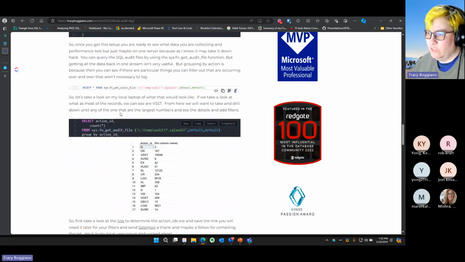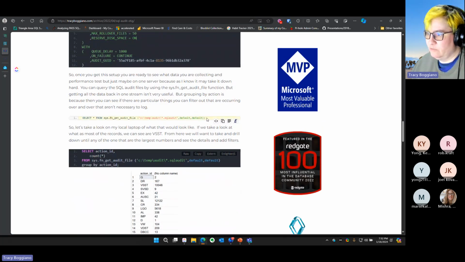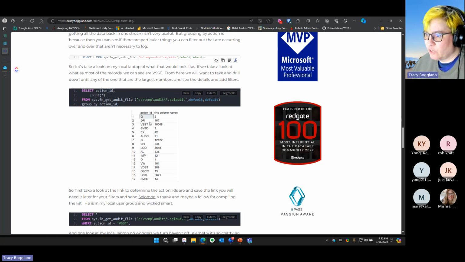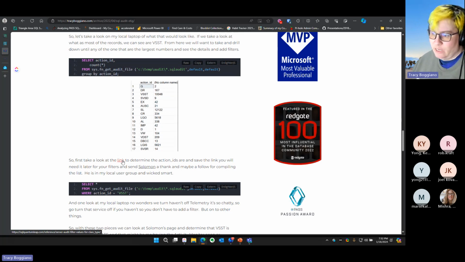But one thing we did after we turned this on, this is me doing it on my local system, but you can query this file. And what I did is I grouped it by these action IDs. So this told me where the most activity was occurring on my system, so I could decide what to filter out. There's no point in filtering anything out if nothing's happening. Based on that, there's this link right here that someone in my user group found, because these aren't documented on Microsoft's website anywhere. I couldn't find these action IDs with the corresponding numbers documented anywhere.